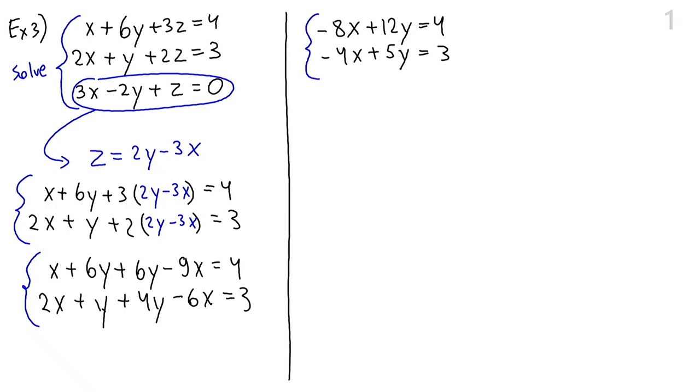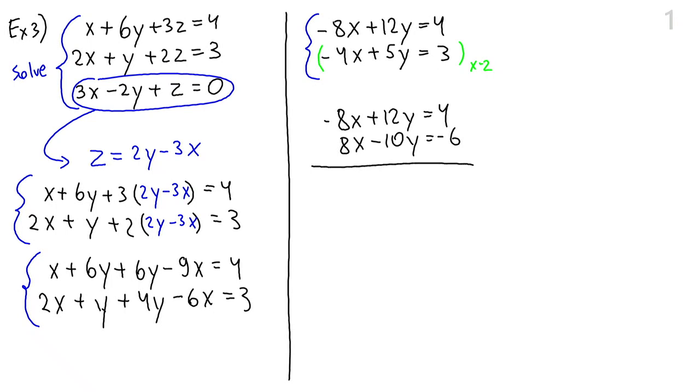and if we want to solve it, we can use any method. If we want to use elimination, we should multiply the second one by, rather, negative 2, to get a cancellation of the x terms. So now we have negative 8x plus 12y equals 4. In the second equation, we're going to multiply by negative 2, giving us 8x minus 10y equals negative 6.